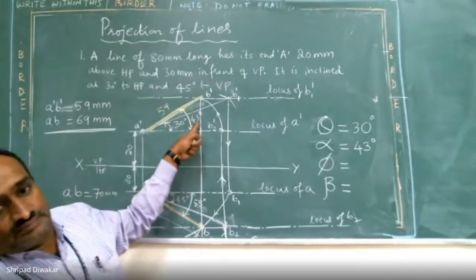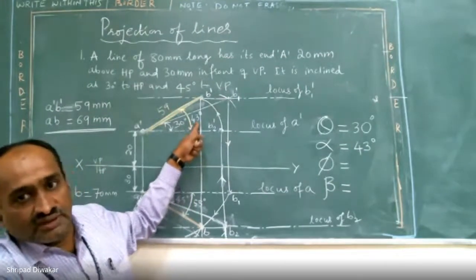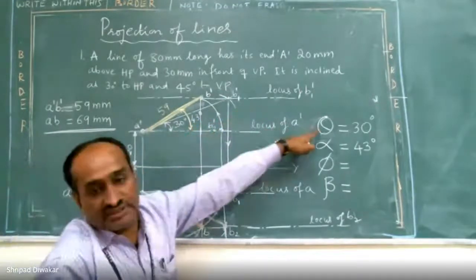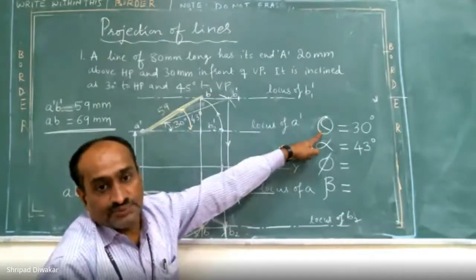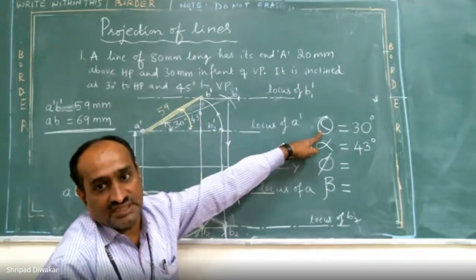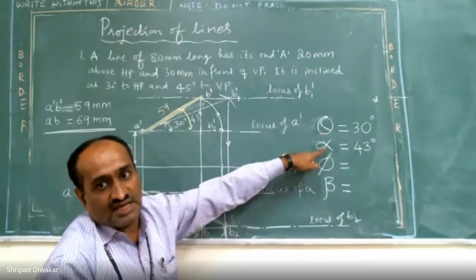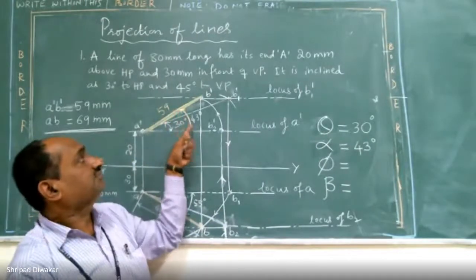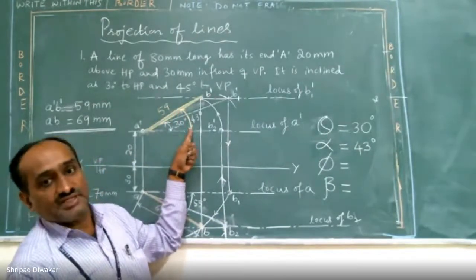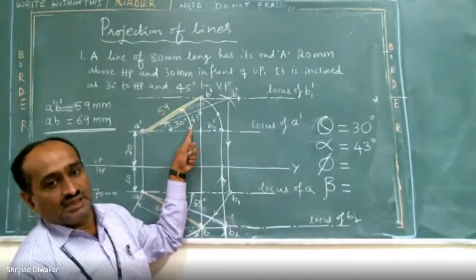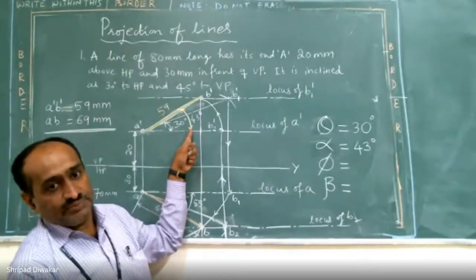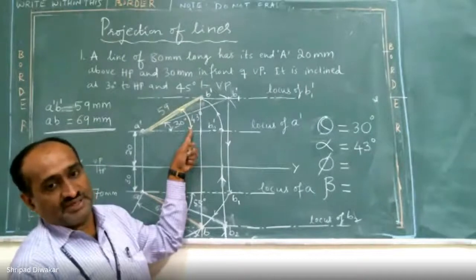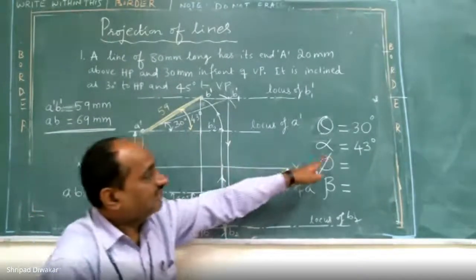Yes, sir. Understood? This is theta, first one. True inclination of the line with respect to HP, that is 30 degree. Next, alpha, this angle from here to here, it is 43 degree. That is apparent inclination of the line with respect to HP. That is represented by symbol alpha.